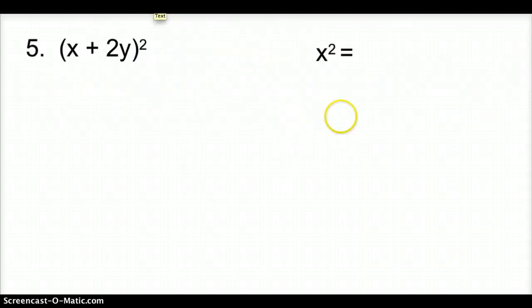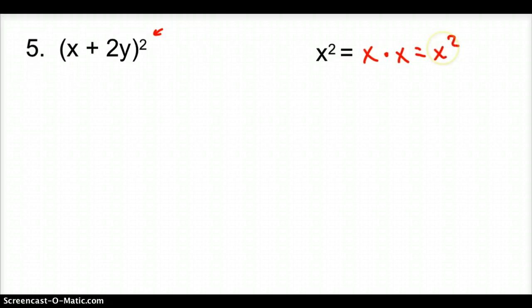Moving on, we're going to try another example here with number 5. Now we have x plus 2y, and that quantity is all squared. But before we get into this, we have to stop and think about what this square means. How many do we have of these? So we have x squared. It is x times x, remember, to give me x squared.